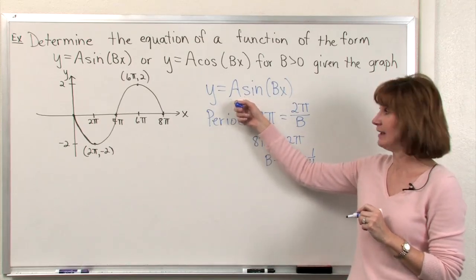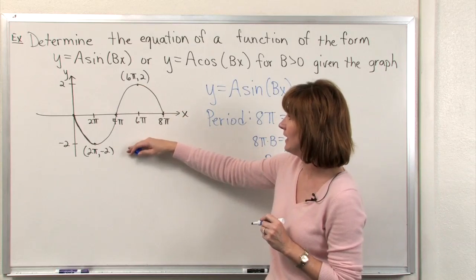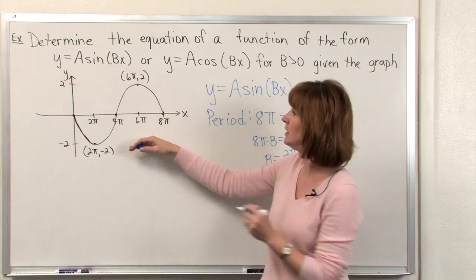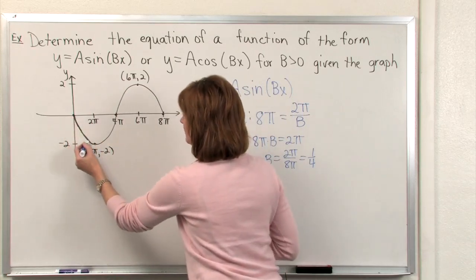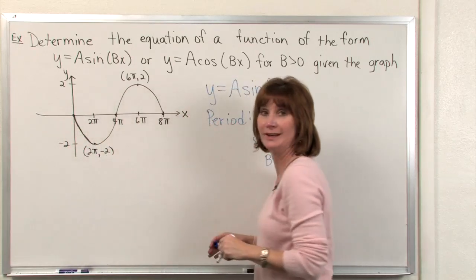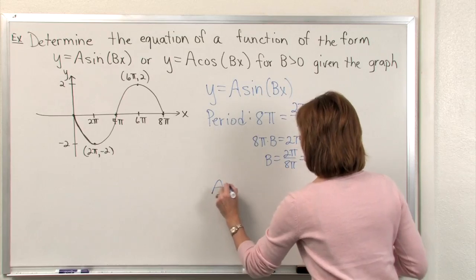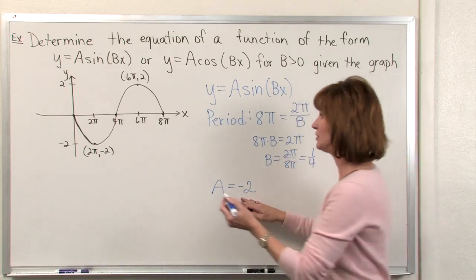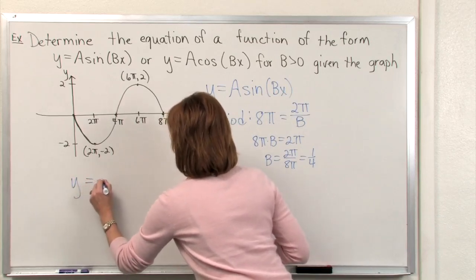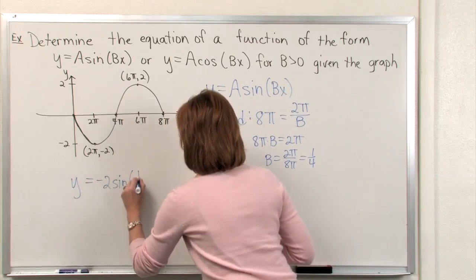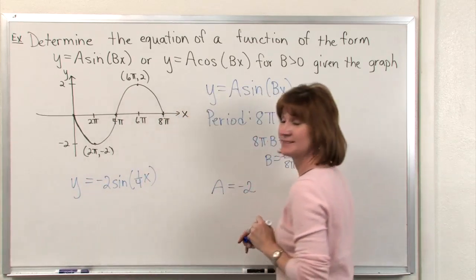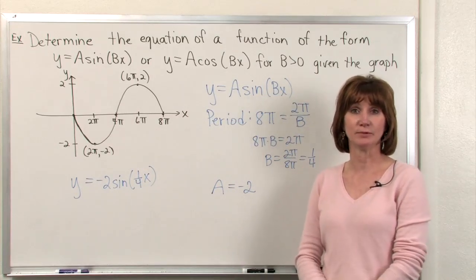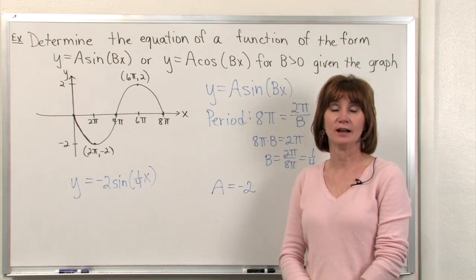Now we need to find a. Well, I can see from the graph that the amplitude is 2, but that doesn't mean that a is 2. Notice that this graph is decreasing first. The y-coordinate of this quarter point is negative 2. So I know a is negative 2. So now what's our sine function? y equals negative 2 sine of 1/4 times x. You need to practice working these examples until you've mastered the skills and concepts involved.